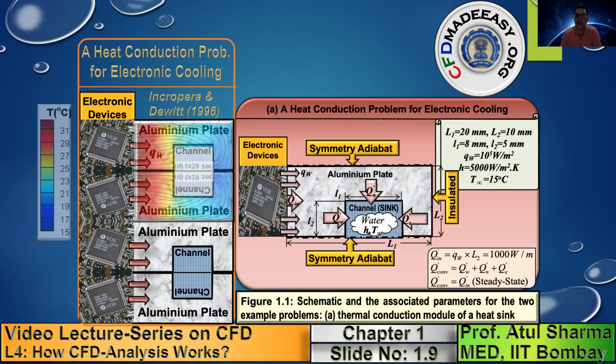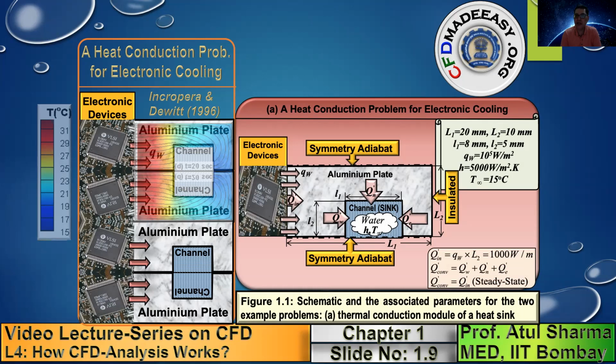Now in this problem, I would like to draw your attention to the dimensions of the plate. This module of the aluminum plate is 20 mm by 10 mm, that is 2 centimeter by 1 centimeter. So you can realize that this aluminum plate is very small. Also, you need to realize the dimension of the channel. The channel dimension is 8 mm by 5 mm. The length of the channel is 8 mm and the height of the channel is 5 mm.